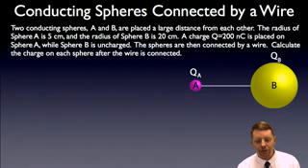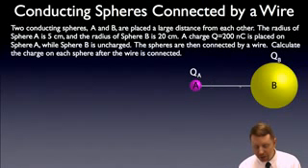Let's take a look at what happens when we have conducting spheres connected by a wire. Two conducting spheres, A and B, are connected by this wire. Sphere A has a radius of 5 centimeters and sphere B is 20 centimeters. A charge of 200 nanocoulombs, Q, is placed on sphere A while sphere B is uncharged. Then we connect them by that wire.